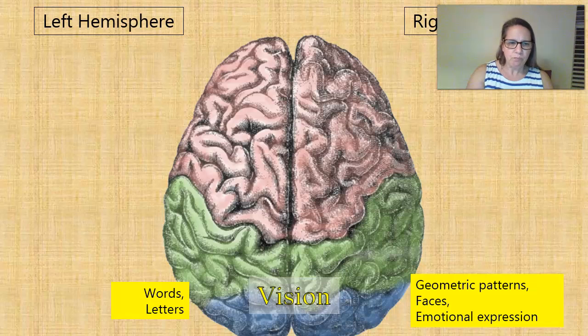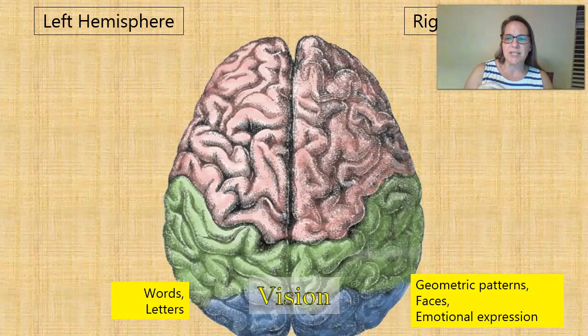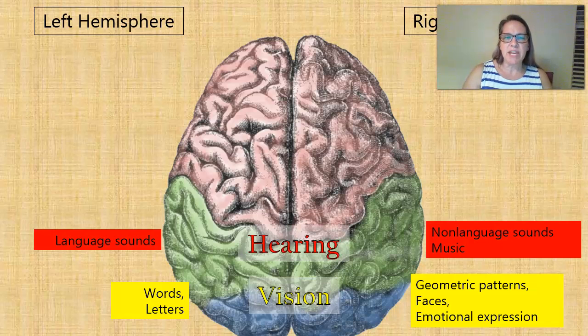So for example, in our vision, on the left hemisphere, we're processing mostly words and letters. Whereas in our right hemisphere, we're processing patterns, faces, and emotional expressions. In terms of hearing, our left hemisphere is in charge of our language. And this is really, really important for you to remember. I always put the L in left with the L in language. And then our right hemisphere is looking at non-language sounds like music.